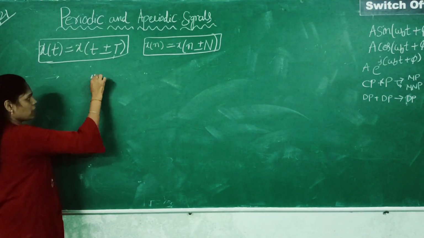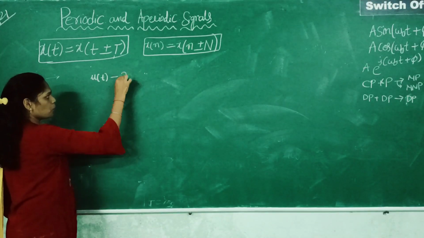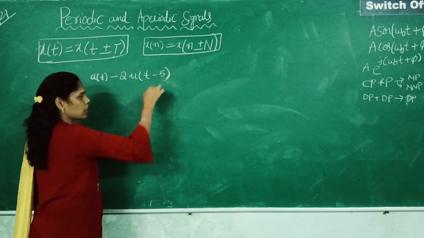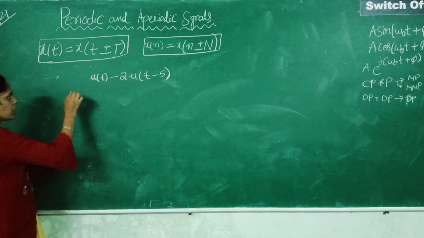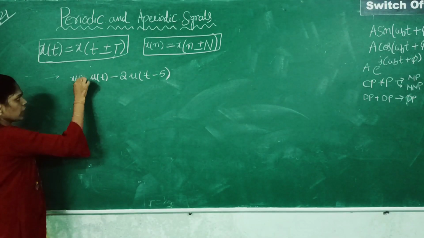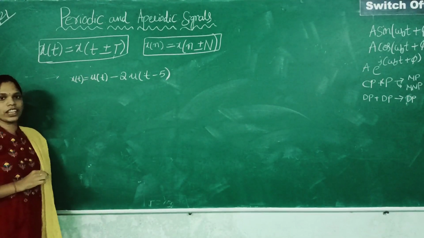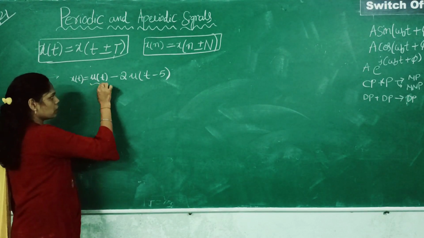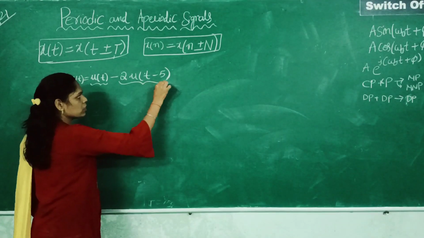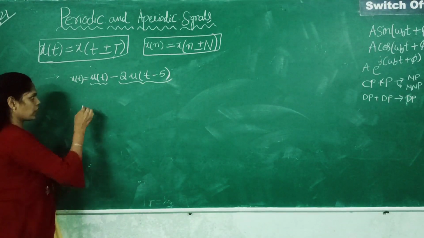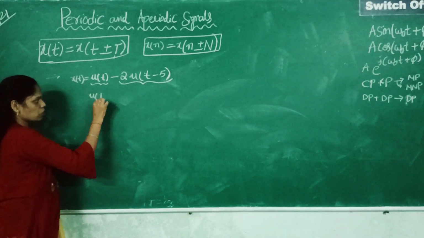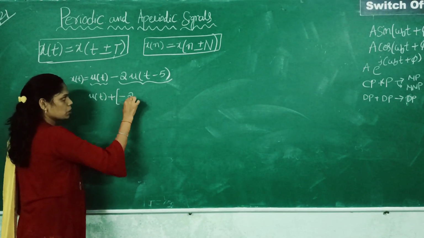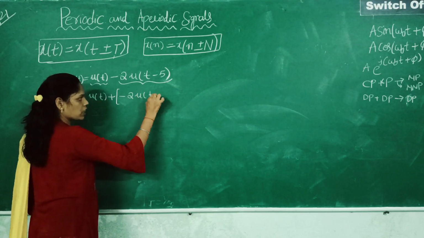Let us take one example: u of t minus 2 into u of t minus 5. This is a continuous time signal. I want to find out whether it is a periodic or aperiodic signal. First, I will draw this signal. Let us take this as u of t plus minus 2 into u of t minus 5.